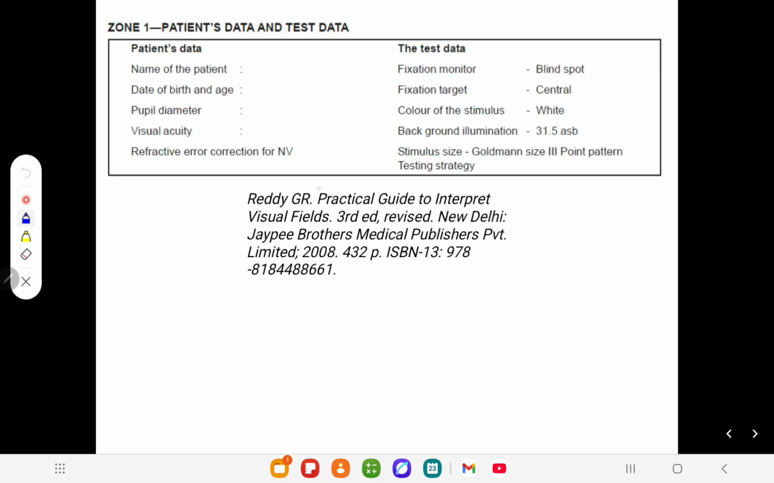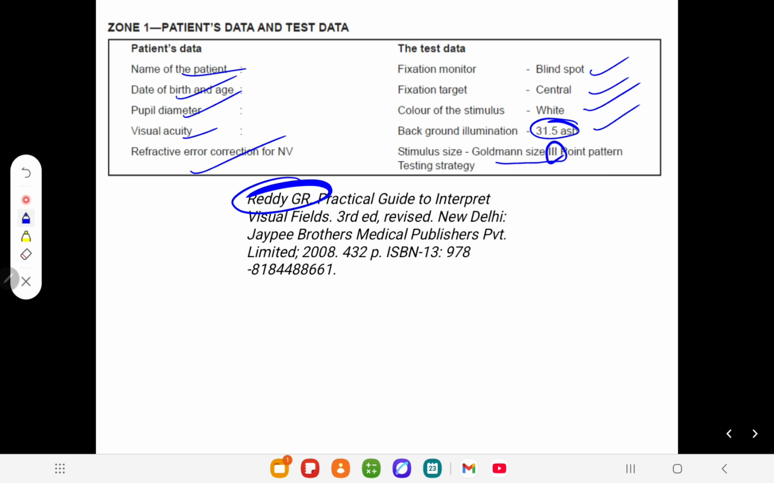So again, it's from GRAD. It looks like this. Name, date of birth, pupillary diameter, visual acuity, refractive correction for the near, fixation monitoring, fixation target, color stimulus white, and background illumination is always 31.5, isn't it? That's 31.5 apostilbs. Stimulus size Goldmann 3. Okay, it's very important. Size 3 is very standard.